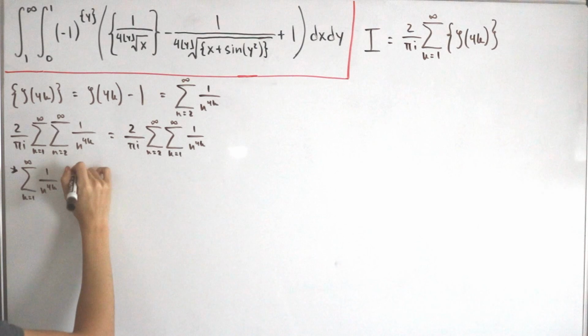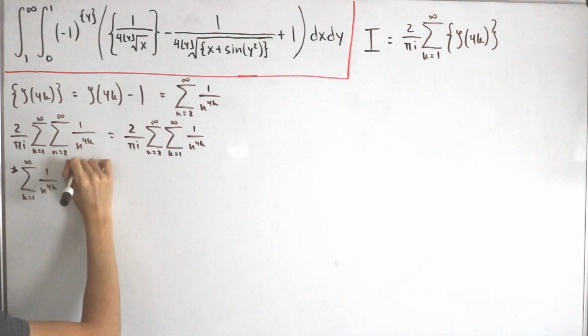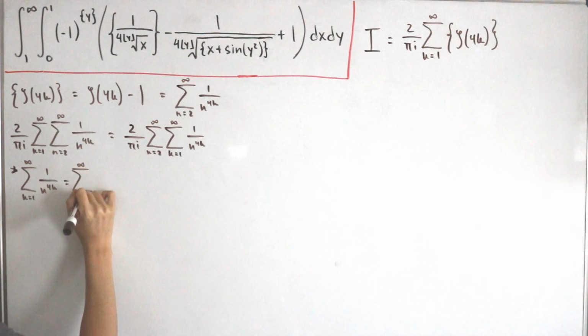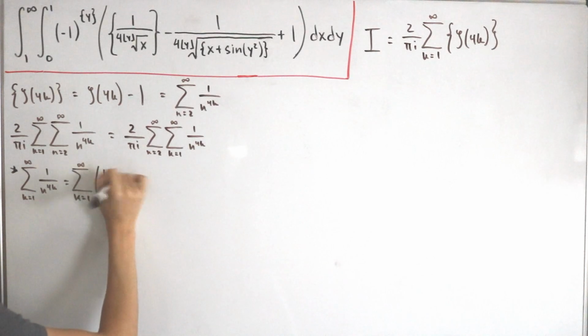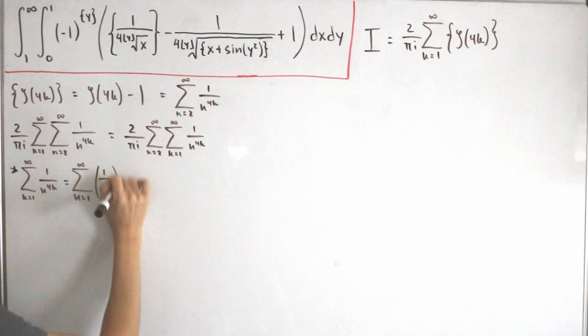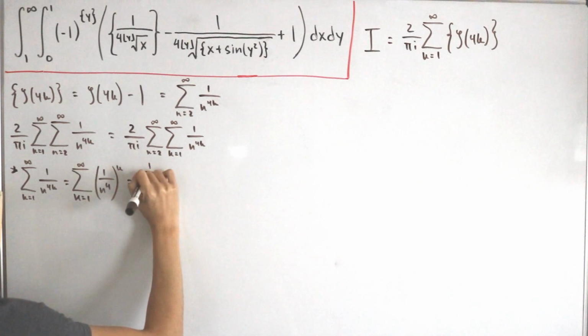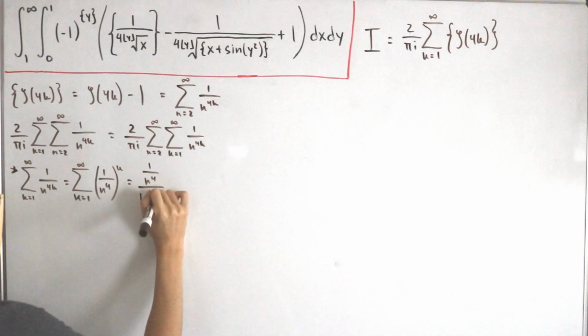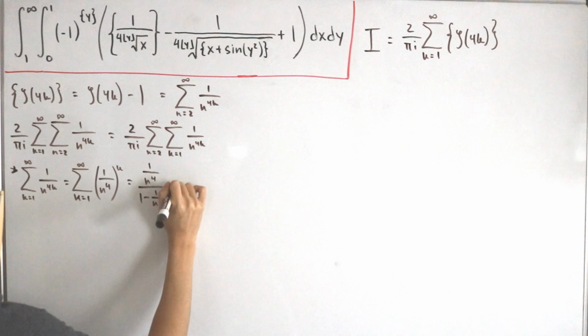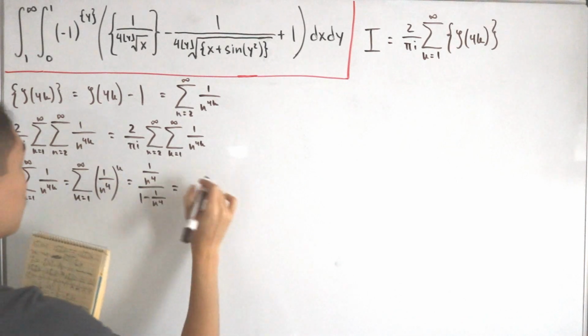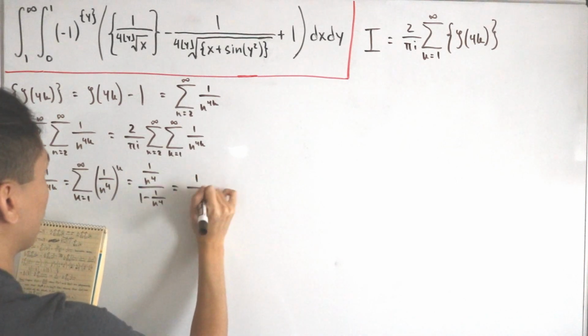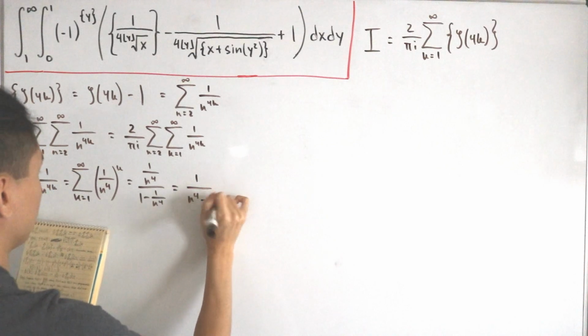This is a geometric series, so the sum from k equal to 1 to infinity of 1 divided by n to the power 4, to the power k, can be written as 1 divided by n to the power 4, divided by 1 minus 1 divided by n to the power 4. Multiplying n to the power 4 to both the numerator and denominator, I'll have 1 divided by n to the power 4 minus 1.